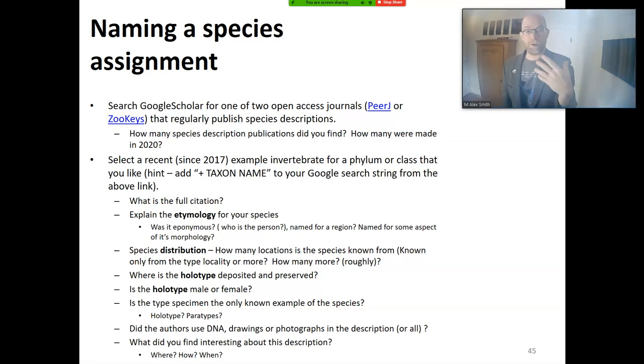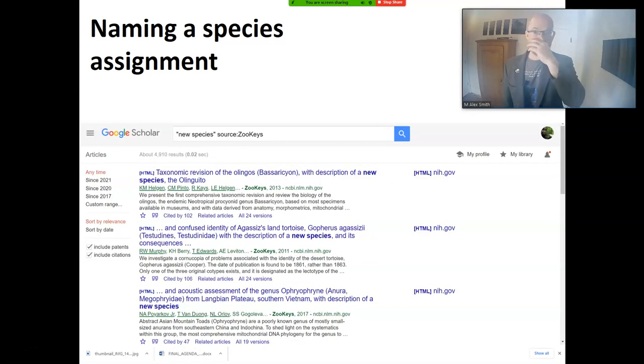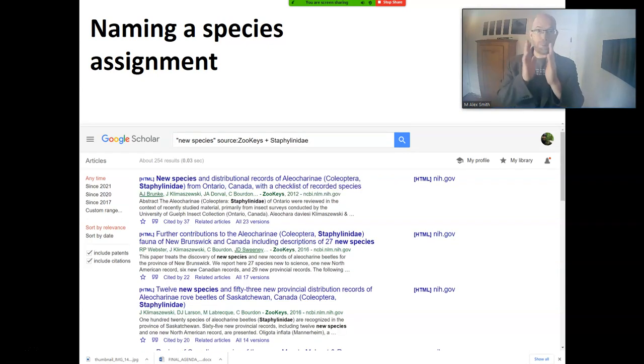So those links, you're going to have these links in the assignment. You click on them, and it will open a page like this. So here's the one where I've searched in Google Scholar, new species from Zookeys. As a hint, this is also how you use Google Scholar to search specifically within one source. You can make it even more specific, which is one of the things we're asking you to do in this assignment, by adding plus and a taxa name. This is a type of beetle, a family of rove beetle.